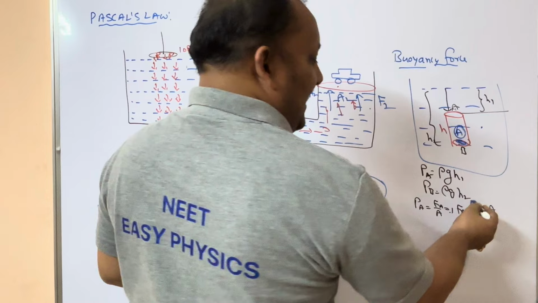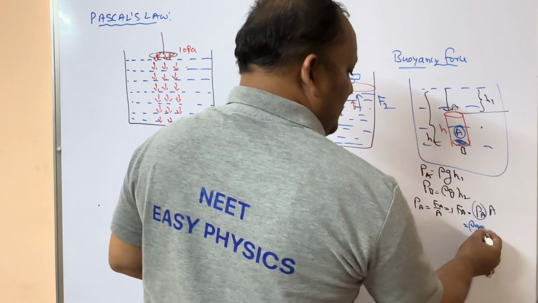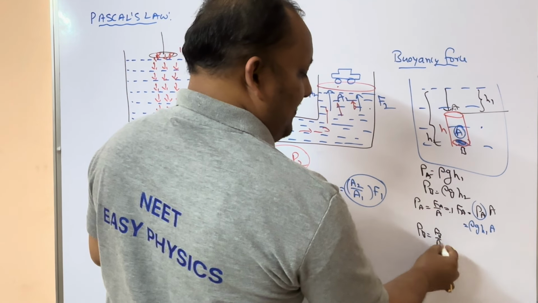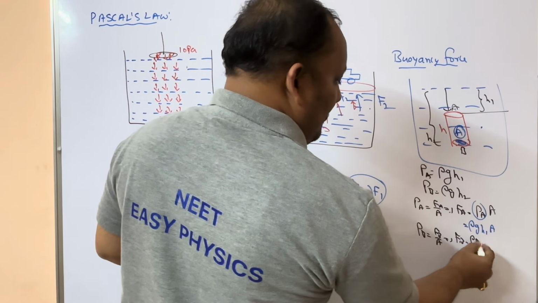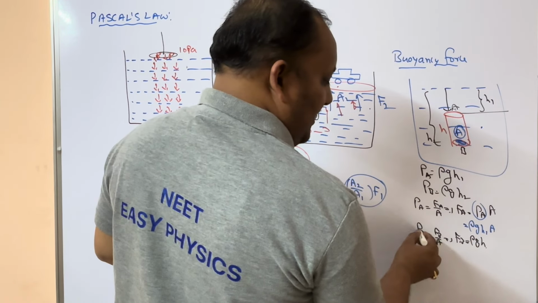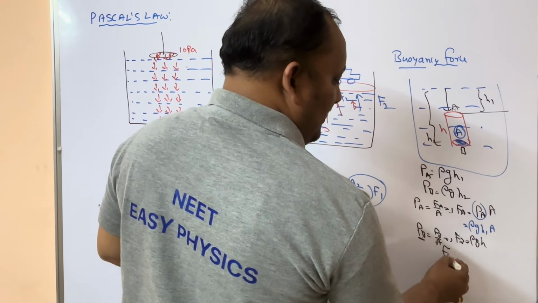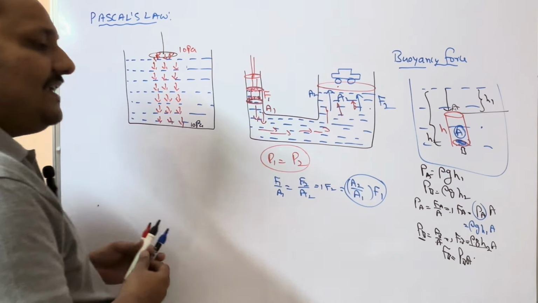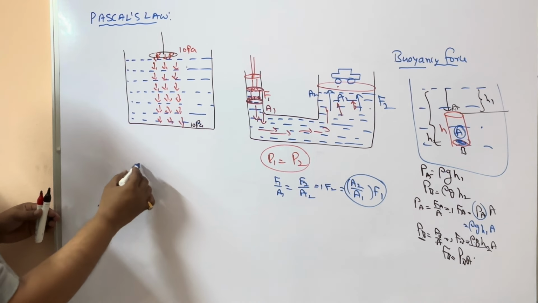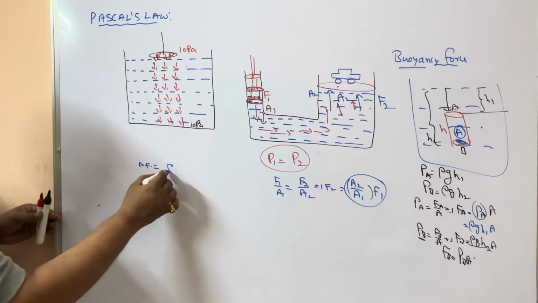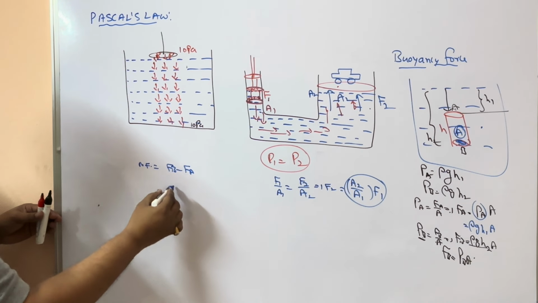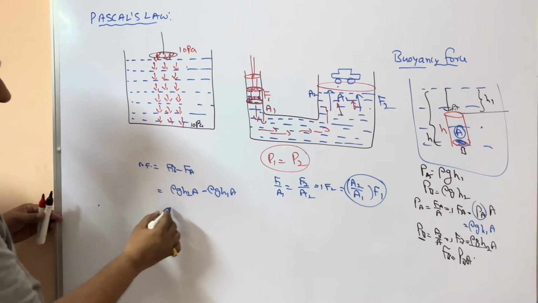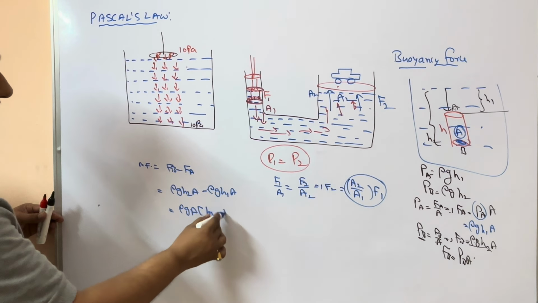PA, the pressure acting at A, is rho g h1, so FA is rho g h1 A. Same like that, PB is equal to FB by A, so FB is equal to PB A, which is rho g h2 A. So finally, what is the net force? Net force is FB minus FA, that is rho g h2 A minus rho g h1 A. So rho g A common, times h2 minus h1.